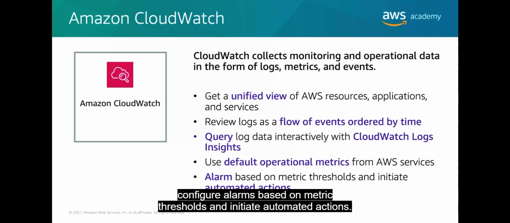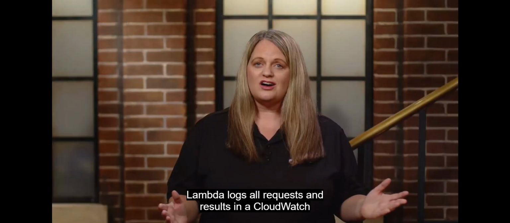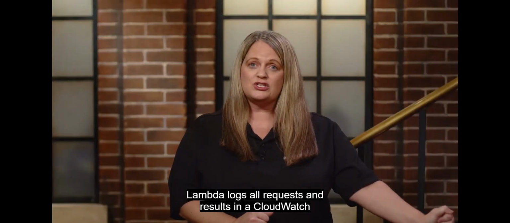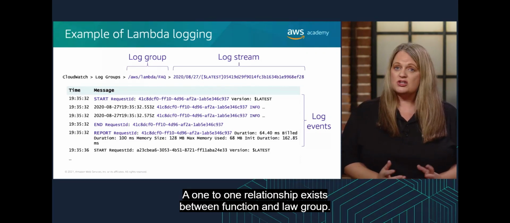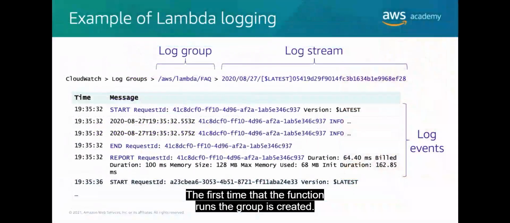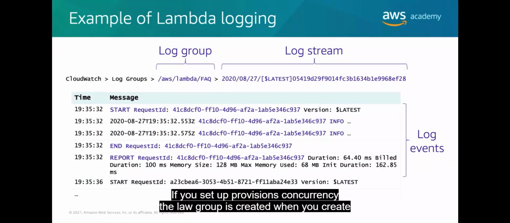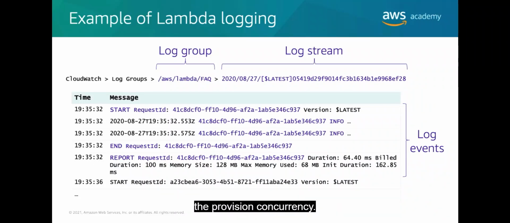and configure alarms based on metric thresholds and initiate automated actions. Lambda logs all requests and results in a CloudWatch log group called /AWS/Lambda/function name. A one-to-one relationship exists between function and log group. The first time that the function runs, the group is created. If you set up provisioned concurrency, the log group is created when you create the provisioned concurrency. The log group is the entity that you would typically use for searching events within your Lambda logs.